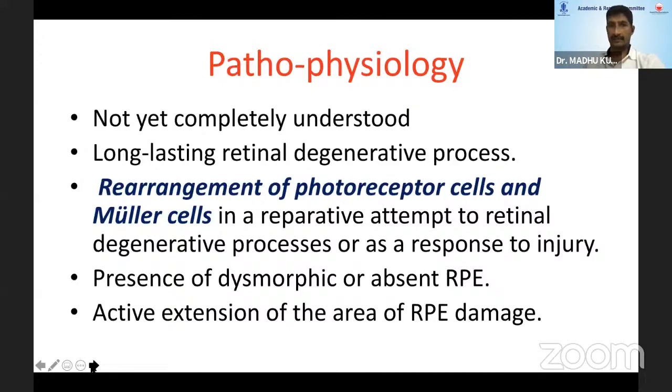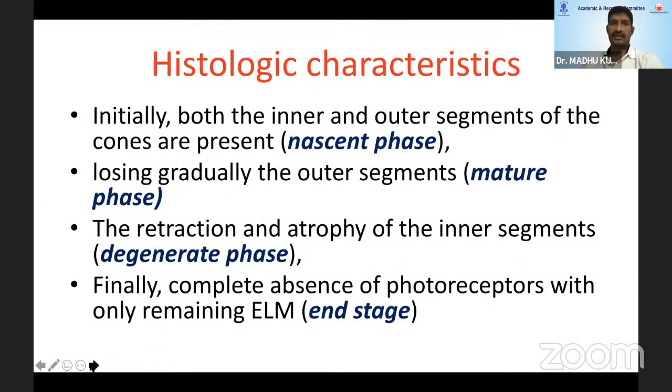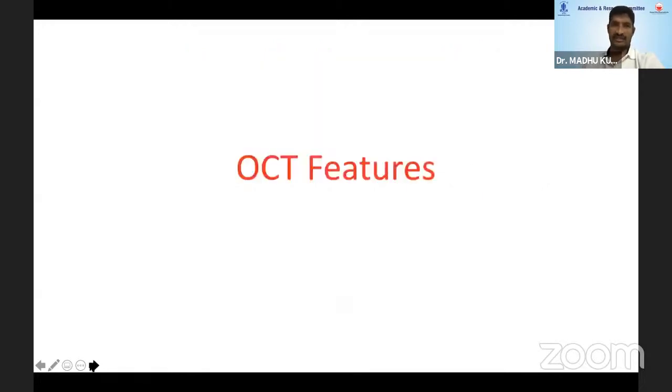The pathophysiology is not yet completely understood, but it is usually seen in long-standing retinal degenerative processes. Essentially, it is the rearrangement of the photoreceptor cells and the nuclear cells as a result of a reparative attempt to a retinal degenerative process or in response to an injury. Usually, it is associated with a dysmorphic or an absent RPE. Histologically, it is divided into nascent, mature, degenerative, and end stages. Essentially, it involves the degeneration of inner and outer segments of the cones. Later, the outer segments are lost, and in the end only the ELM remains, which is the end stage.